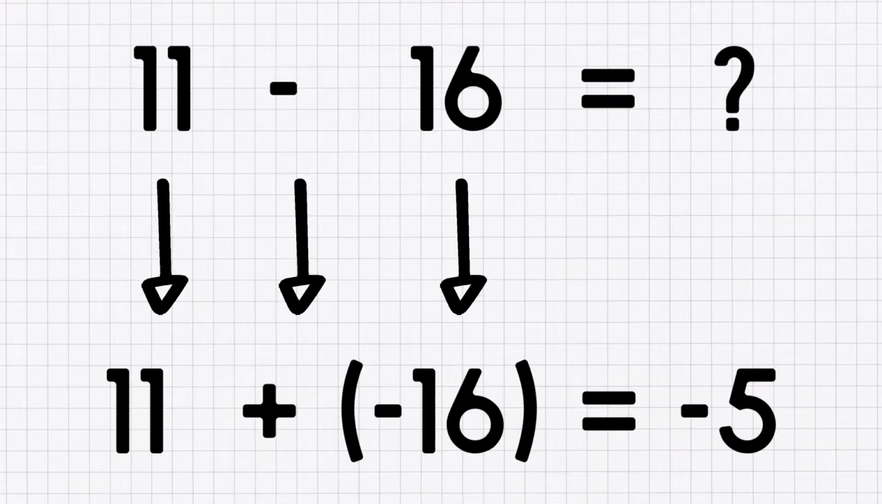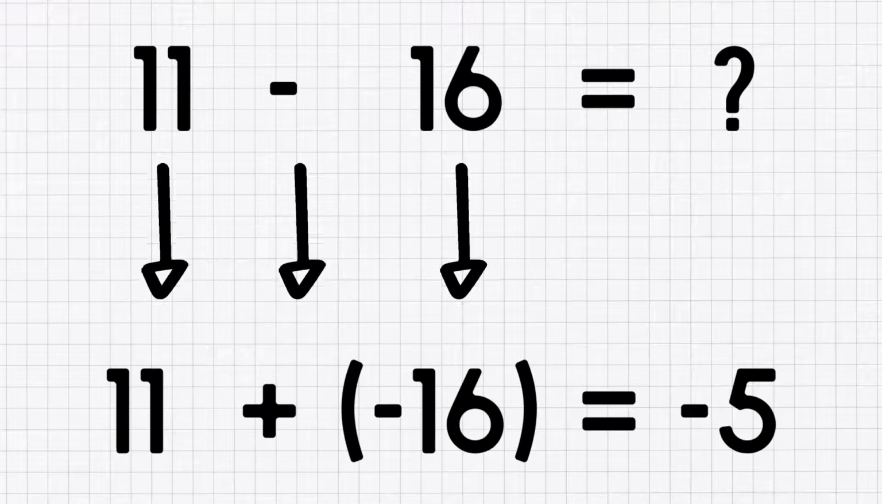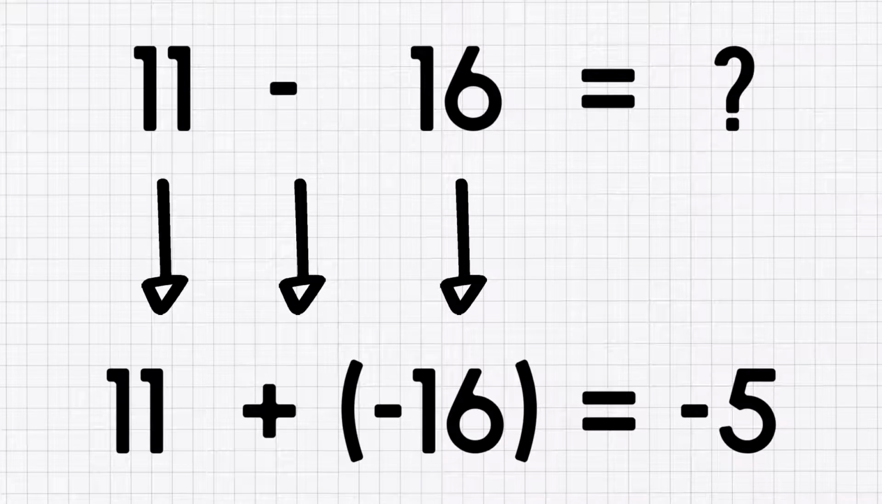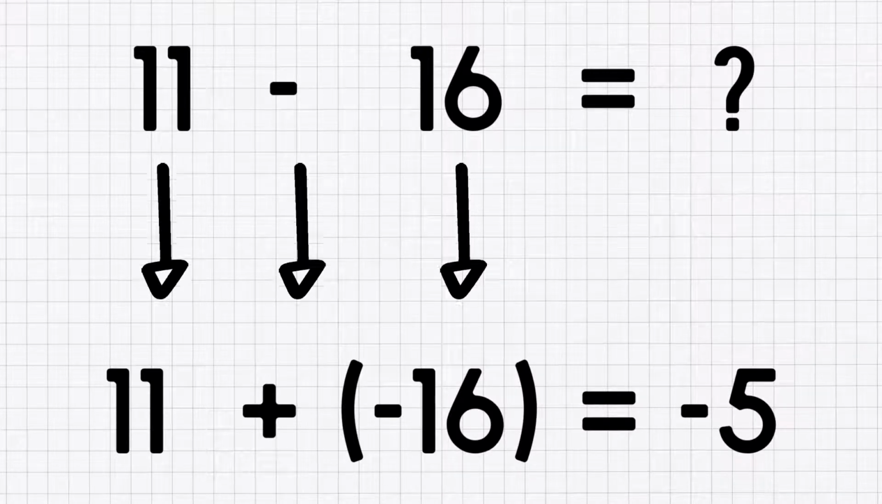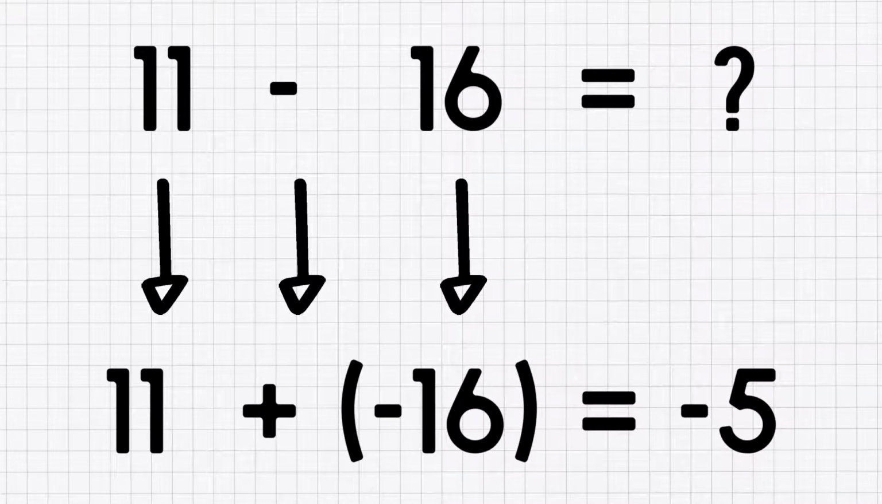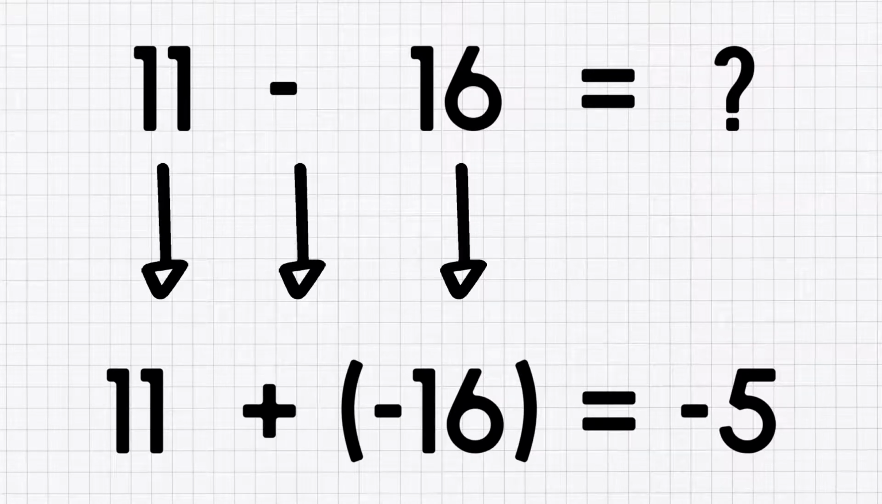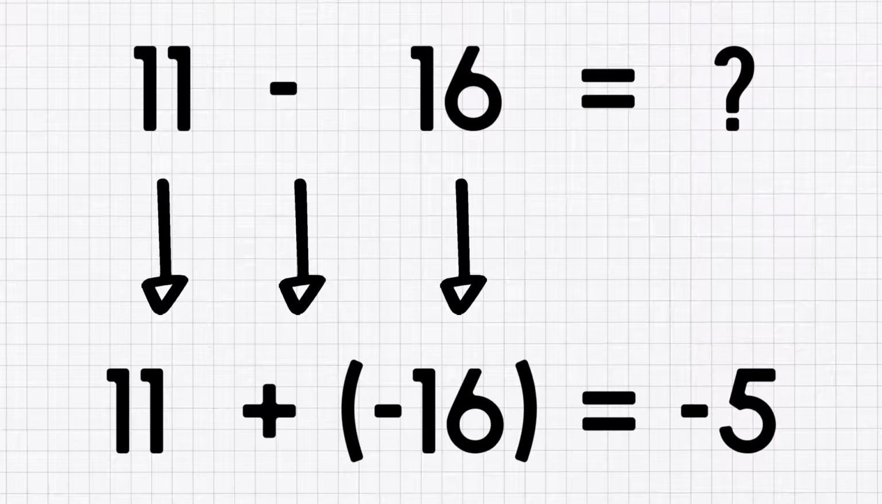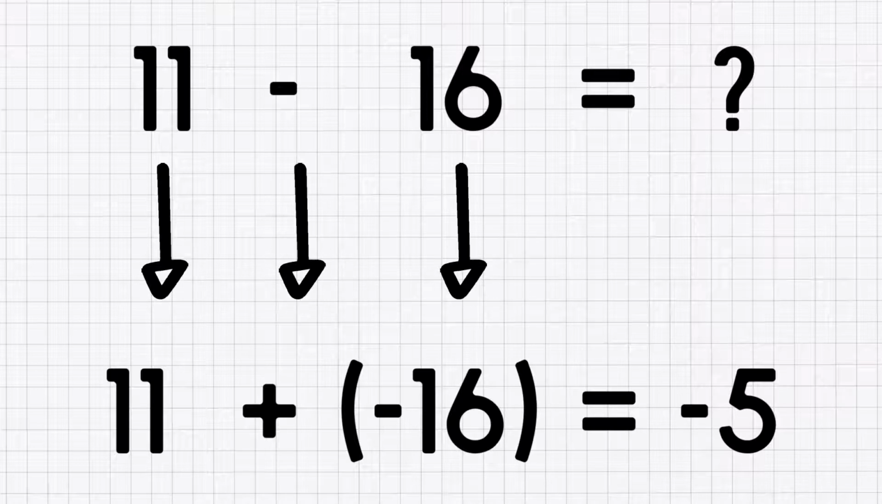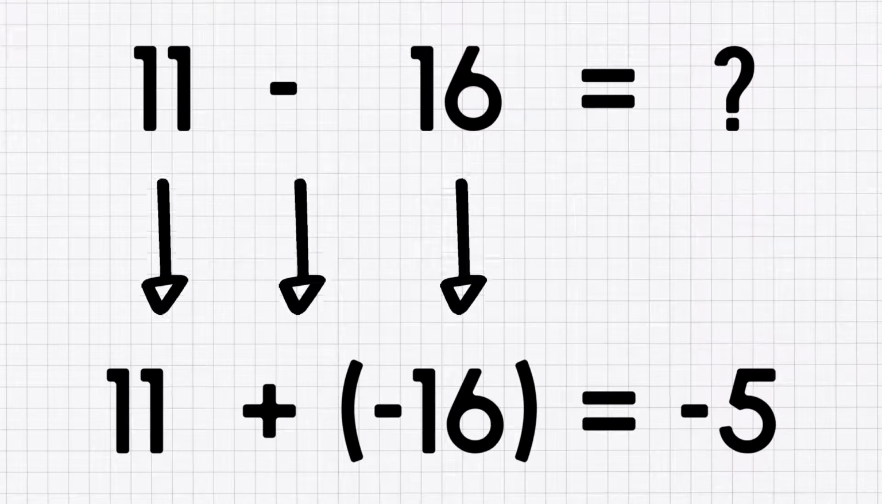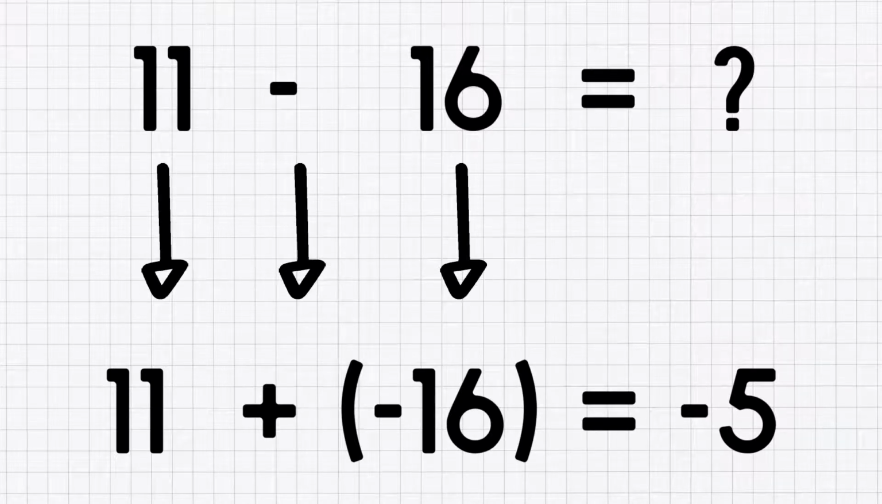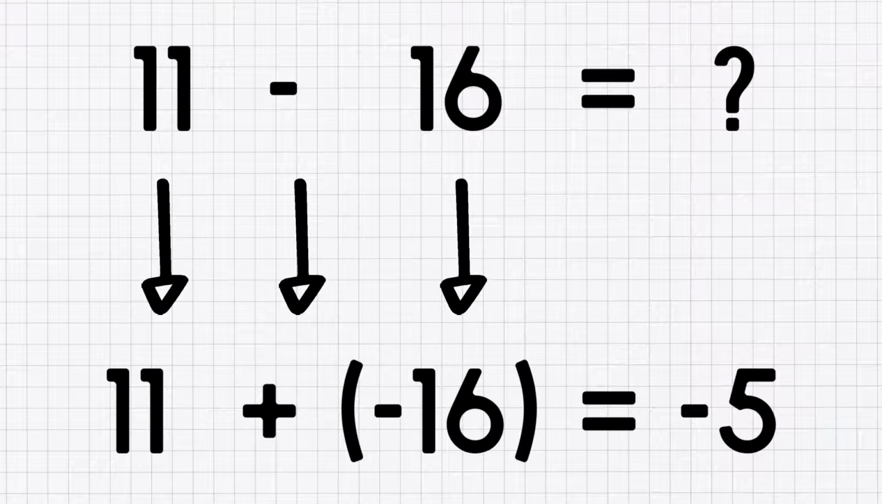So let's have another example. For this example, we have positive 11 minus positive 16. Same procedure. Copy the first number, so we have 11. Change the operation to addition, so we have plus. And get the opposite of the second number. We have positive 16, therefore the opposite is negative 16. Then follow the addition rule, the sum would be negative 5.